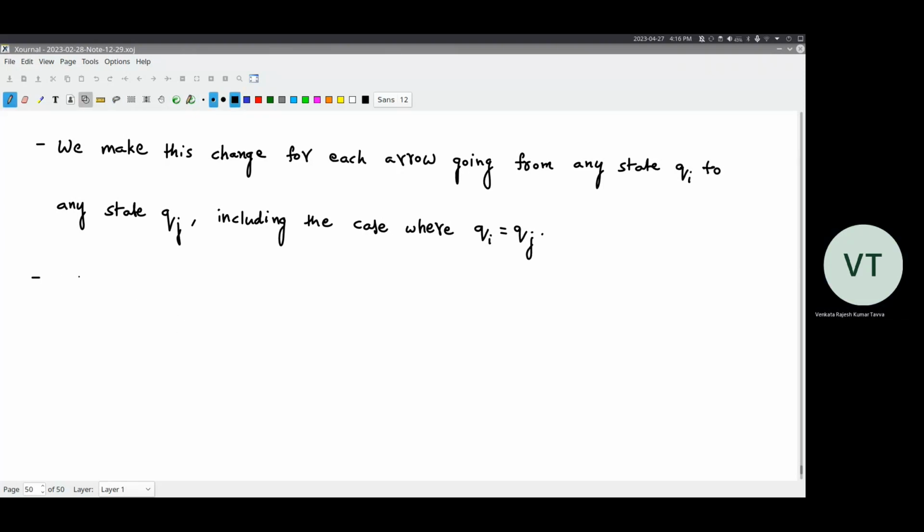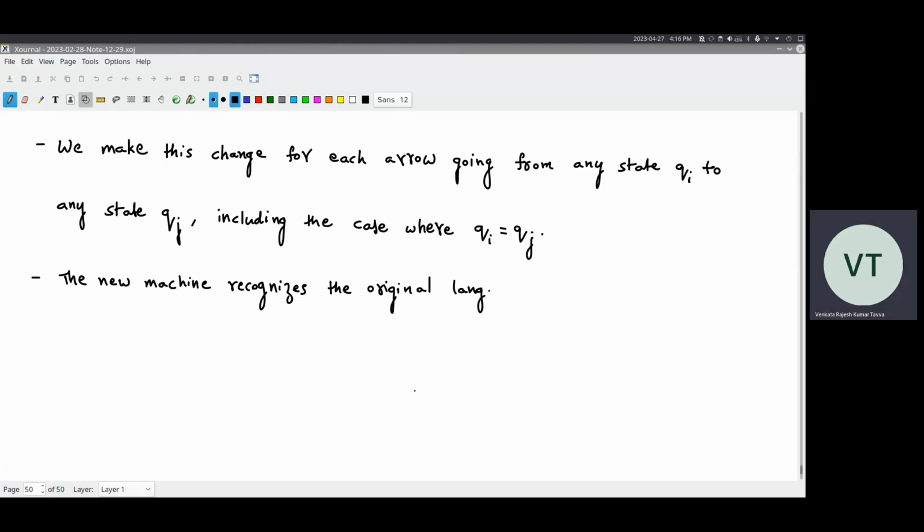And finally, the new machine recognizes the original language. Why? Because at every step we are maintaining the equivalence. The machine which we are building from this step to the next step is equivalent to the current machine. So finally, whatever machine you are left with, the new machine, will recognize the original language.